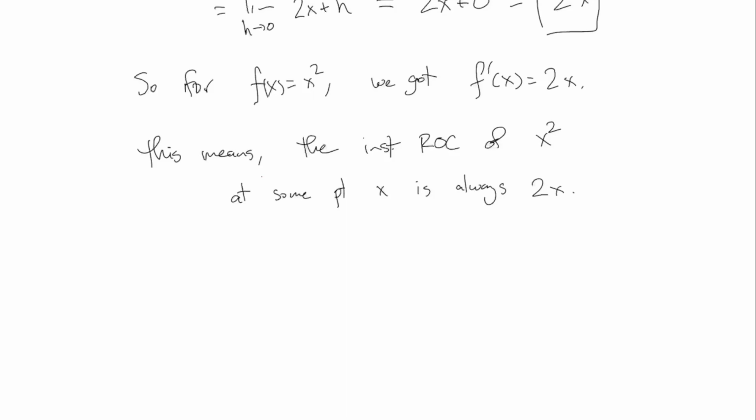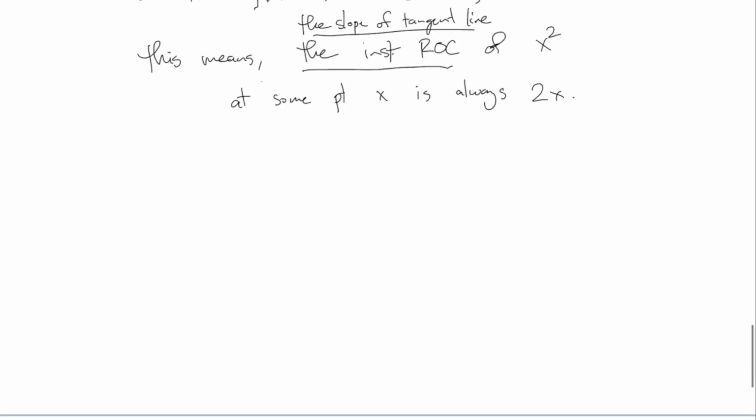And this, of course, instantaneous rate of change, is also the same as the slope of the tangent line. This is what we talked about before. The instantaneous rate of change is the same, geometrically speaking, as the slope of the tangent line. Those are the same thing. The instantaneous rate of change of x squared at some point x is always equal to 2x. This is a weird thing, but it's true.